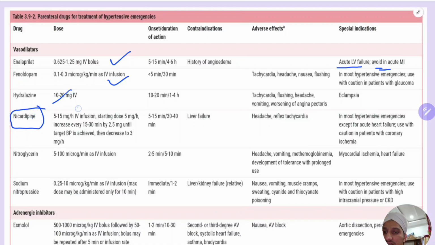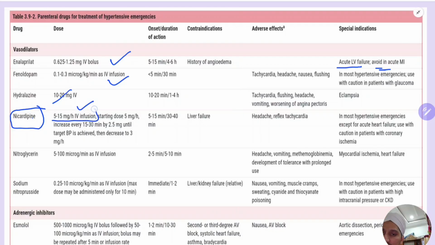So what is the dosage? 5 to 15 milligram per hour IV infusion. Starting dose is 5 milligram per hour. Then increase every 15 to 30 minutes by 2.5 mg until target BP is achieved. Then decrease to 3 milligram per hour.